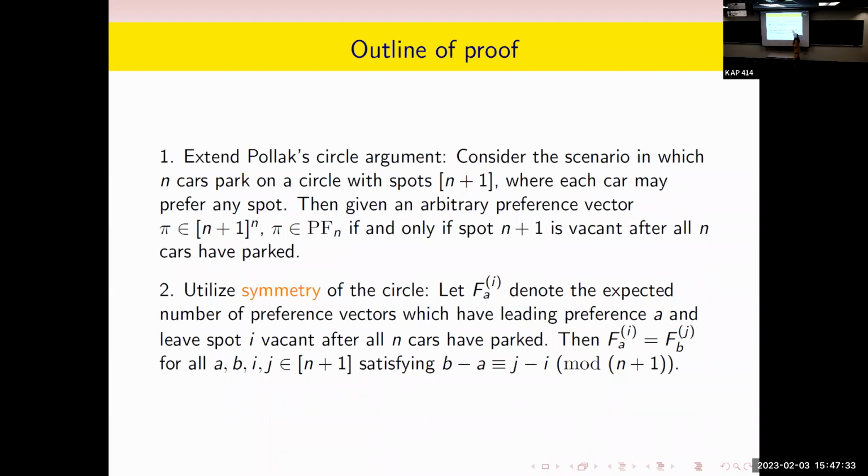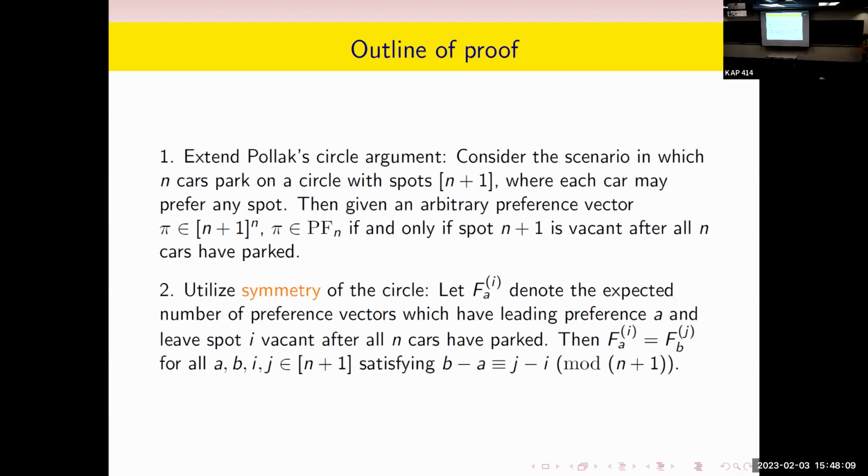Let F_{a,i} denote the expected number of preference vectors which have leading preference a and leave spot i vacant. And then a nice thing is that there is a permutation symmetry. So F_{a,i} will equal F_{b,j}. So leading preference a, spot i empty, is the same as leading preference b, spot j empty, if b minus a is equal to j minus i mod n plus 1. So you just permute all the sequences along the circle.